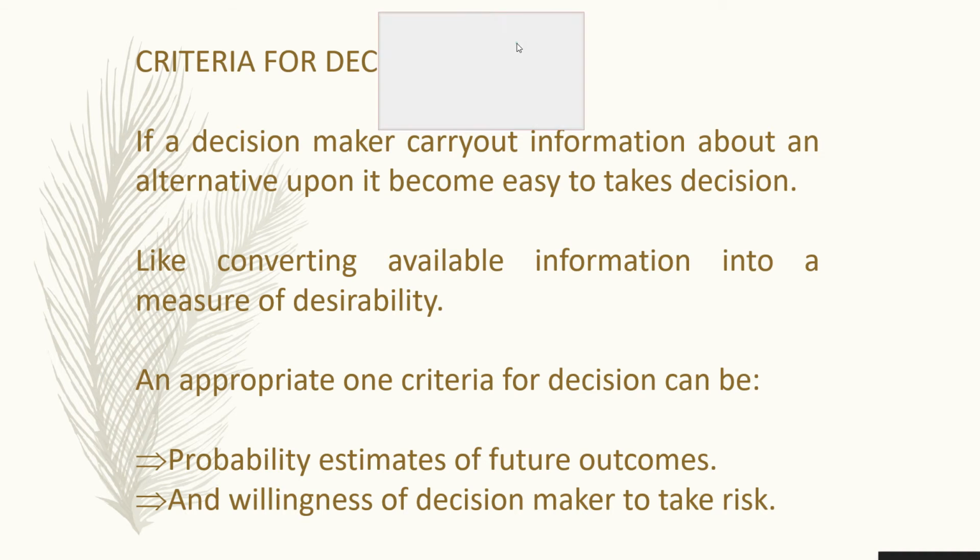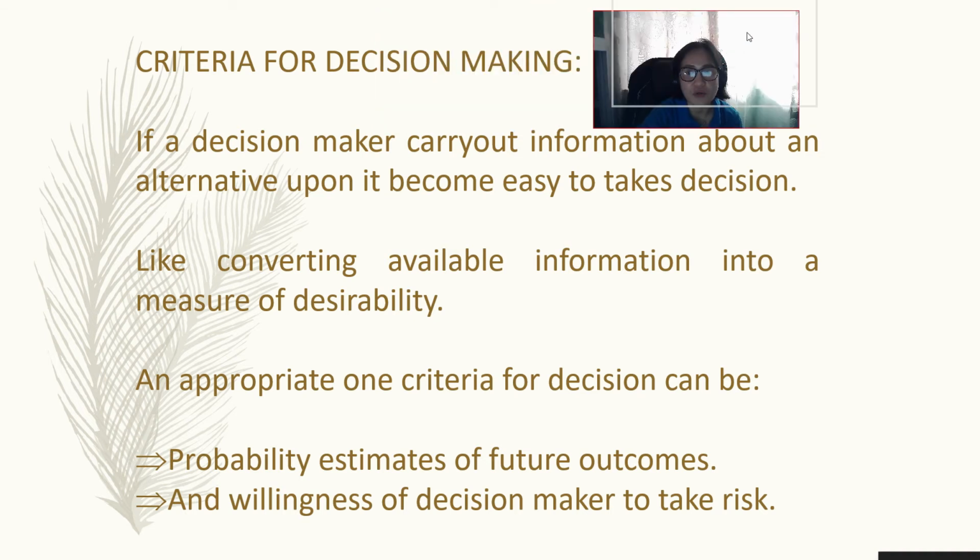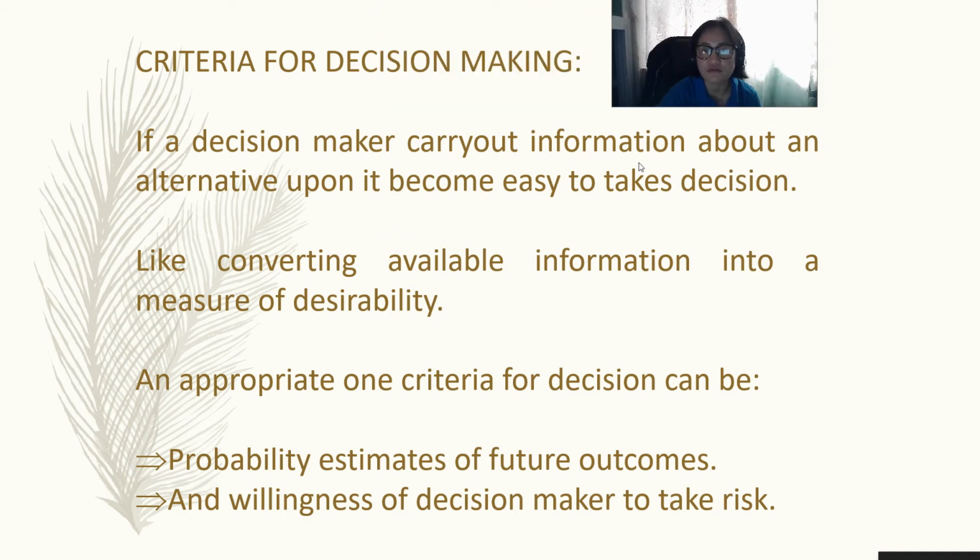And what are the criteria? The criteria for decision making will be that the decision maker carries out information about an alternative, upon which it becomes easy to take decisions. And then we also have converting available information into a measure of desirability. That's why in making a decision tree analysis, all of the information is converted into numerical value, because it's easier for us to translate numerical value, or it may be a descriptive result.